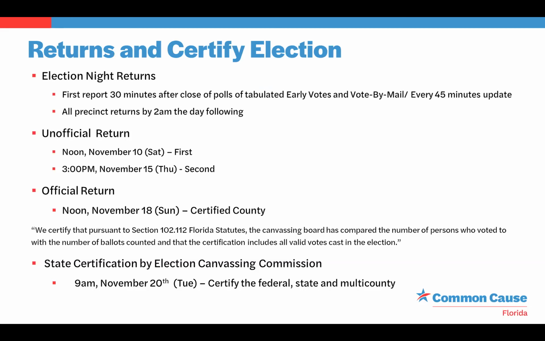And then the state will certify the elections through its election canvassing commission, which meets starting at 9 a.m. on November 20th. They certify the federal, state, and multi-county races. The election canvassing commission is made up of the governor and 2 cabinet members.